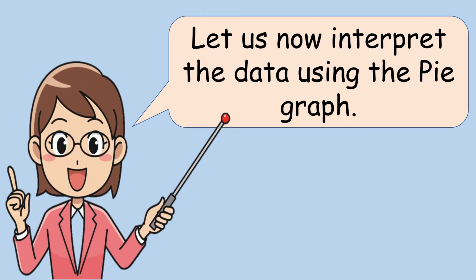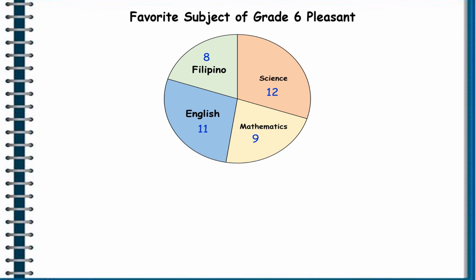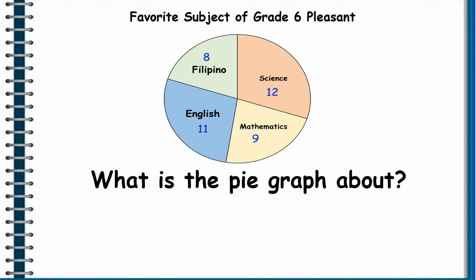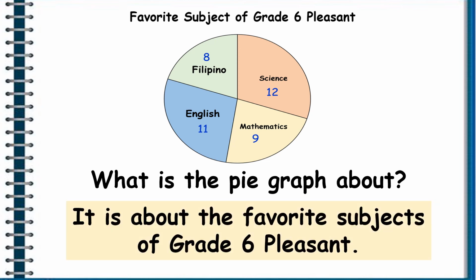This time, let us try to interpret the data using the pie graph that you've made. Look at the pie graph and answer the questions. What is the pie graph about? Right! It is about the favorite subjects of grade 6 Pleasant.